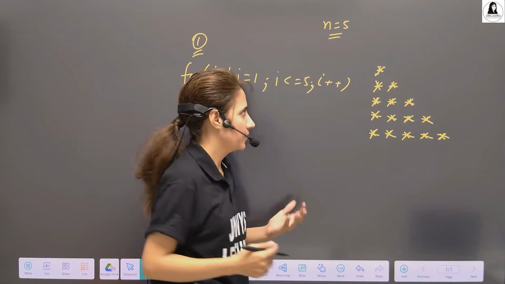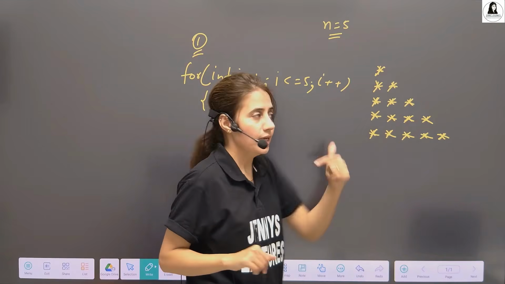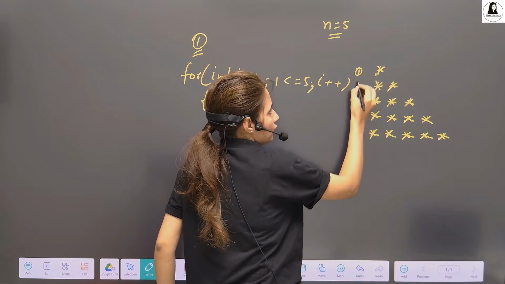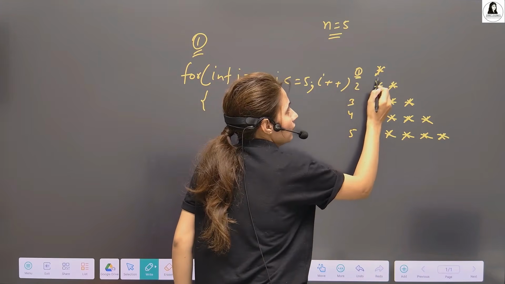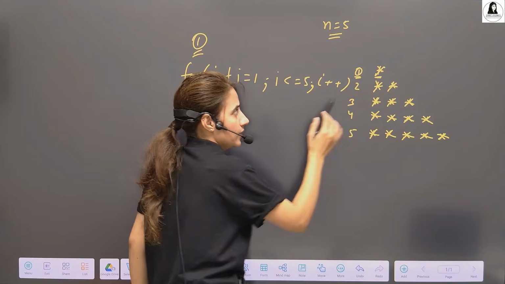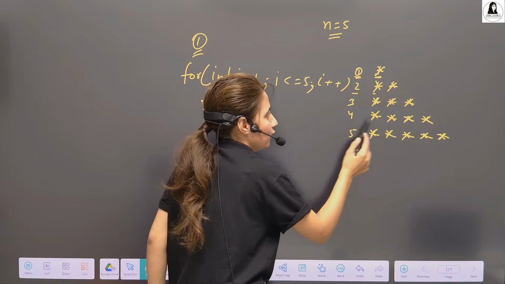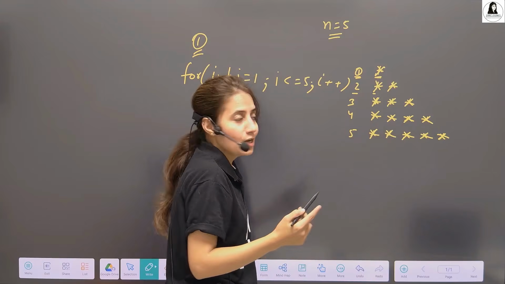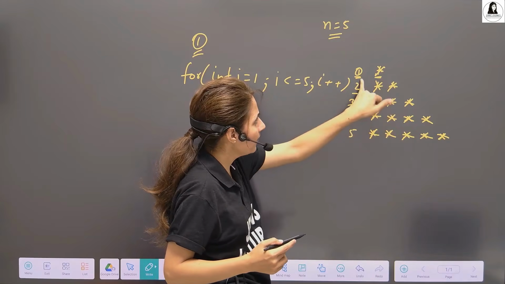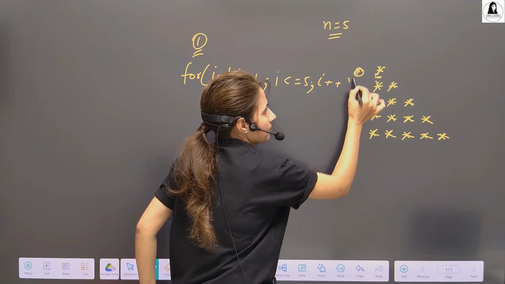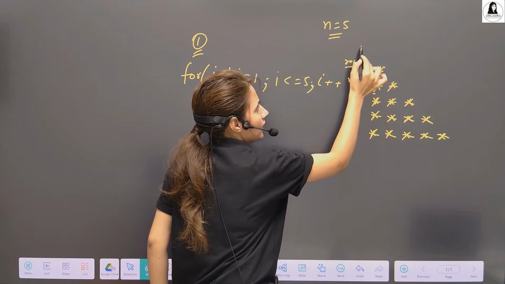Now the inner loop is responsible for the columns. In the first row we have only one column. In the second row, two columns. In the third row, three columns. In the fourth row, four columns. So as you can see, you can find the pattern: the number of columns is the same as the row number, which we are taking with i.